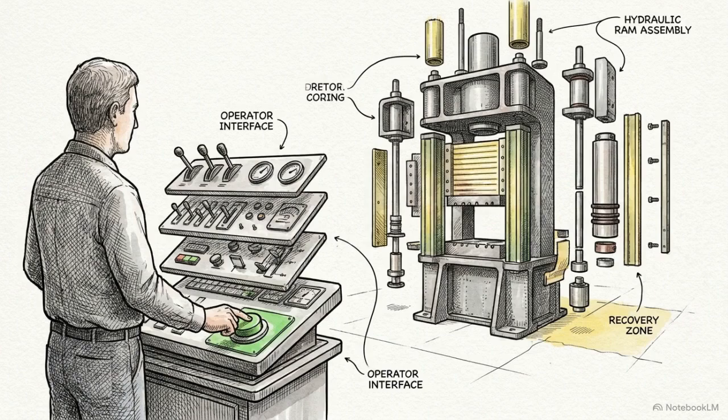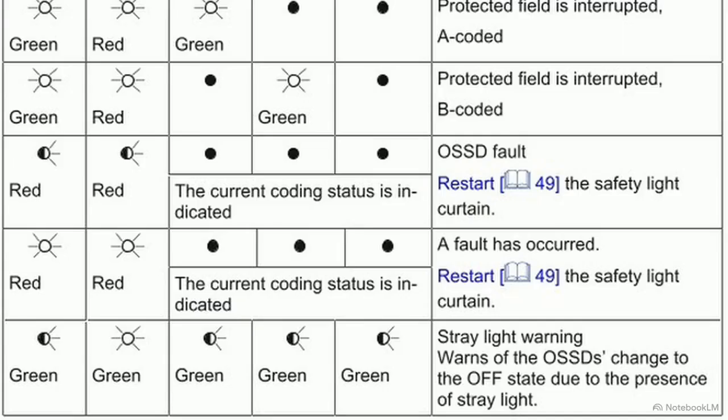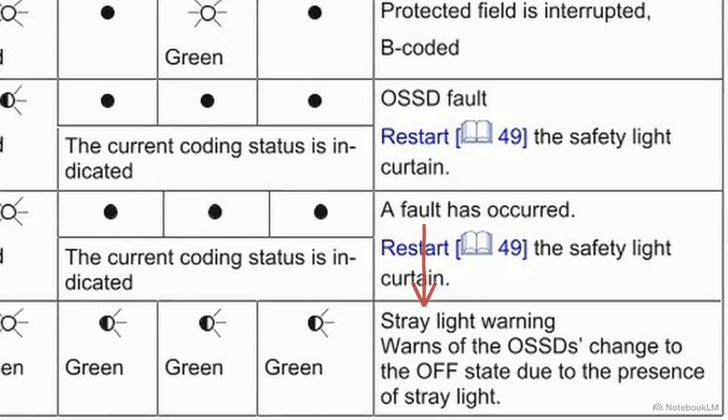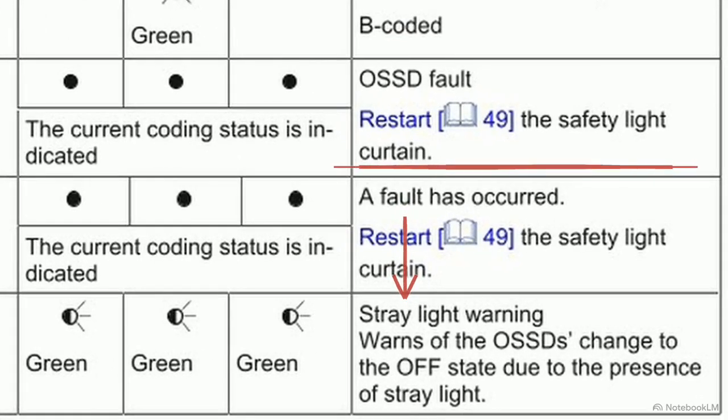The accident was avoided, but the factory can't stay frozen. Production needs to resume safely. The restart process depends on why the system stopped. If the halt was caused by a system fault or stray light, the OSSD stays locked until a human investigates and performs a manual reset.